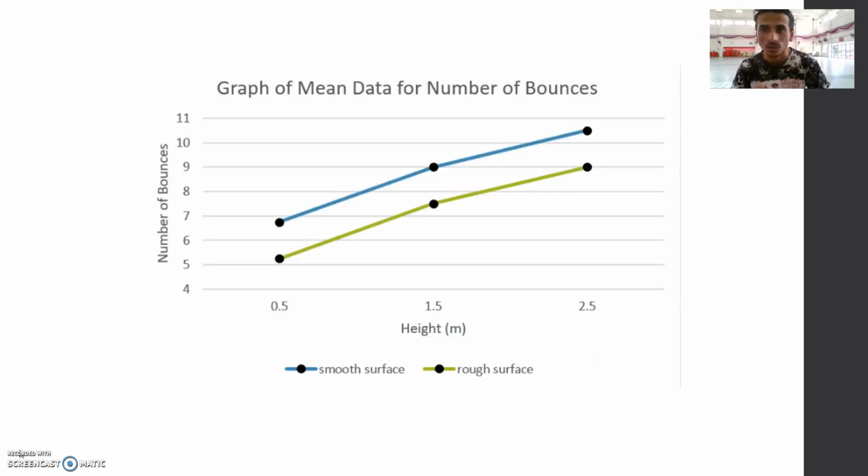And this is the graph that shows the mean for the data of the number of bounces. The blue line illustrates the smooth surface. As you can see, it's higher than the rough surface, and also with the heights 0.5, 1.5 and 2.5. With the higher ball, the more number of bounces, and this is because of the potential energy that is converted to kinetic energy and makes the ball bounce more.